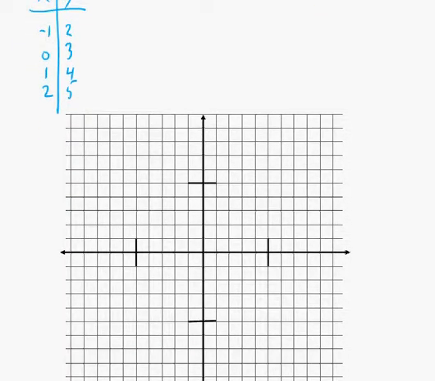So, if we plot these points, negative 1, 2, that's here, 0, 3, 1, 4, and 2, 5. And we see that these points lie perfectly on a line. This is y equals x plus 3.